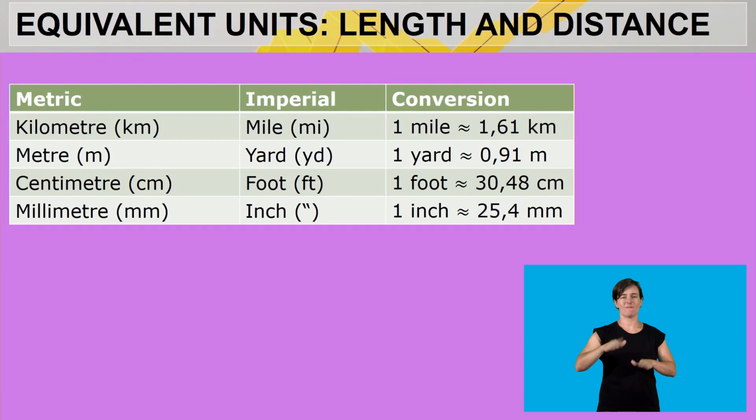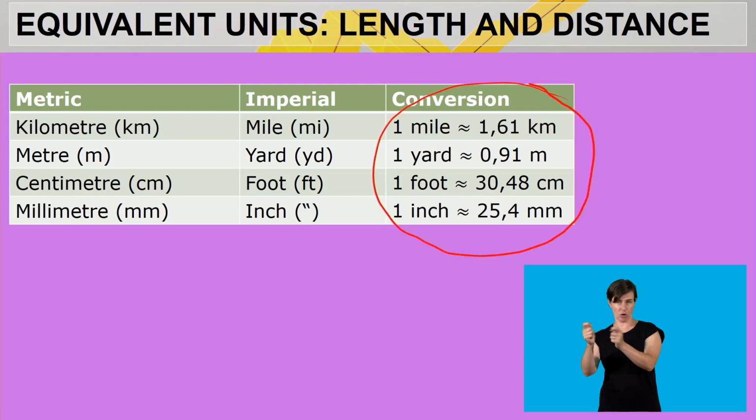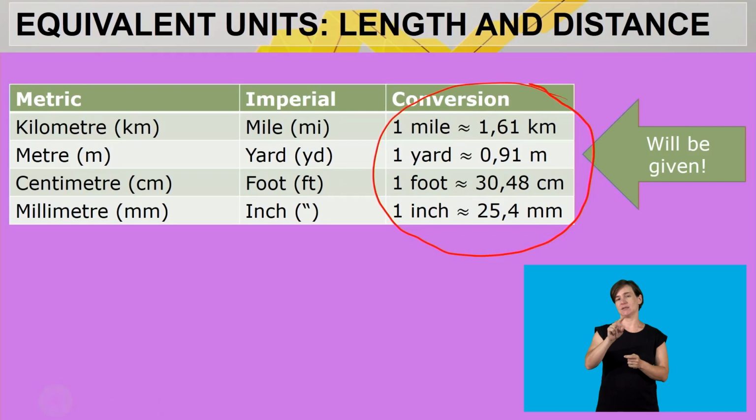Now, the conversion between the two, you can see on the screen that 1 mile is 1.61 kilometers, a yard is 0.91 meters, a foot is 30.48 centimeters, and then the inch is 25.4 millimeters. These are the conversions that we are going to work with the entire time. And remember, you don't need to learn this off by heart. Wherever you need it, you'll get it. This will always be given.